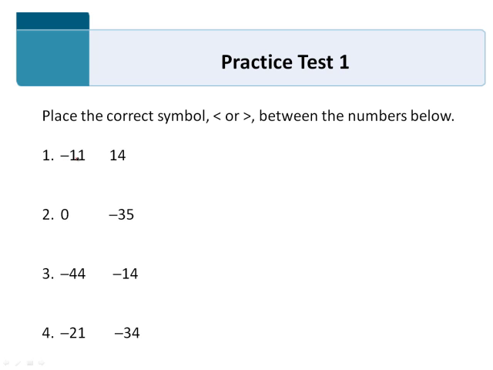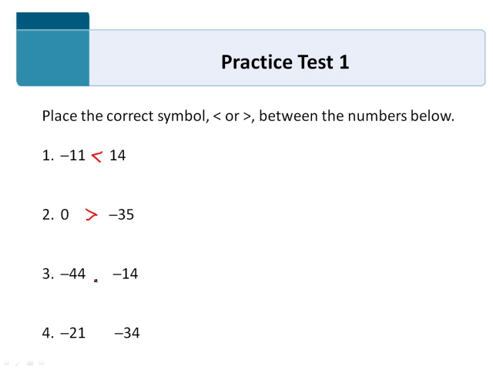So we have negative 11 and 14. Well, every negative number is always smaller than positive. So negative 11 is less than 14. 0 and negative 35. Well, 0 is bigger than every negative number out there, so 0 is greater than negative 35.